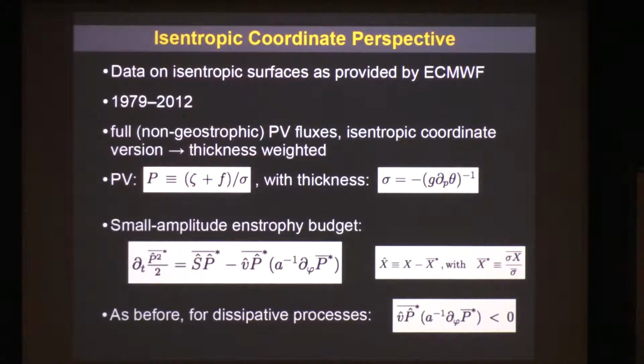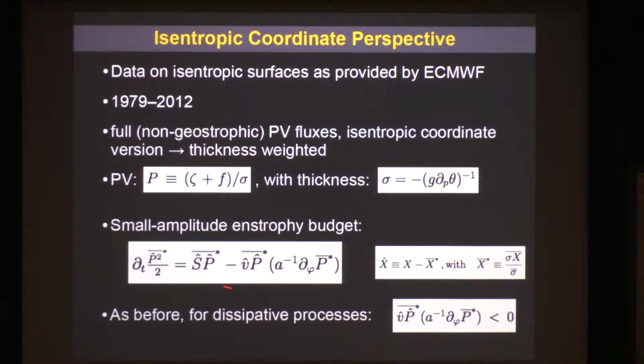This looks like the shallow water PV equation with the thickness here, very similar to the oceanic context where you'd have the buoyancy gradient there, or the density gradient. And this is my enstrophy budget. It just looks a little bit different, but it's really the same as before. And I'm going to use reanalysis data for the atmosphere from ECMWF to analyze this. And I've computed all these terms.